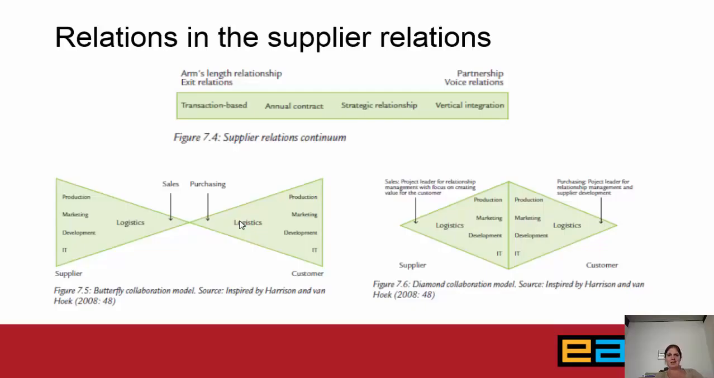Transaction-based or arm's length relations we can see symbolized with the butterfly collaboration model, the first model. We see here that we have a very small contact surface. We have one person maybe from one company and one person from another company working together. The diamond model is much more about collaborating. We see there's a big surface between the two companies. They're working back and forth, they're working with each other.